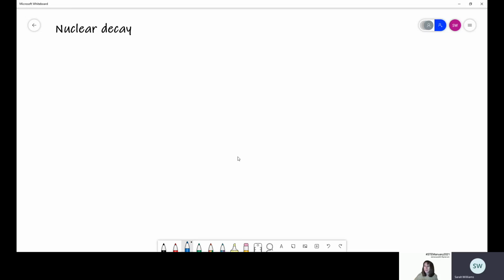Consider the chemical symbol for a given element, I'll call it X, with A and Z, where X is the chemical symbol. I'll give it a few seconds, my whiteboard's being slow today. A is the mass number. And Z is the atomic number.